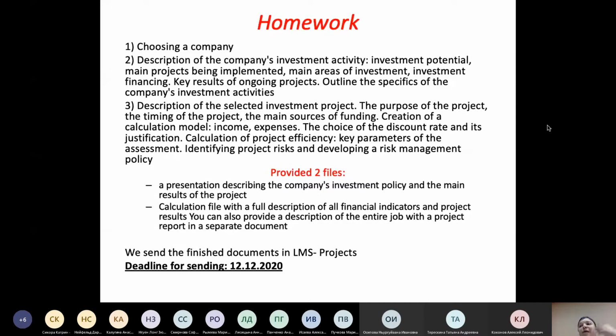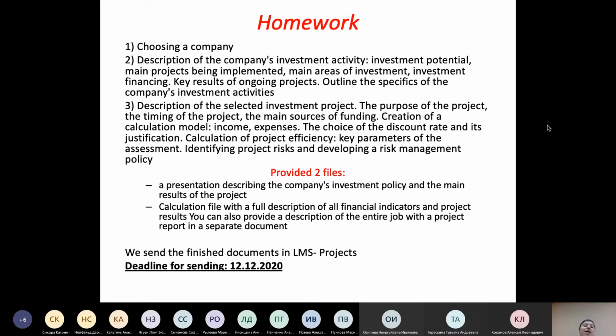Then you have to approve the discount rate for your chosen project, perhaps as we detailed in our previous lectures. Perhaps you'll choose, for example, the CAPM model, or perhaps you'll use the cumulative approach in finding the discount rate. Perhaps you'll take the cost of your debt. It depends certainly on the main resources of financing our investment project.